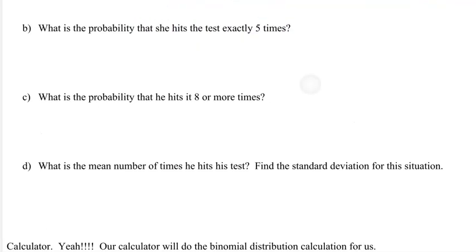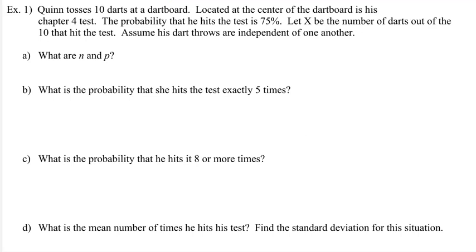So Quinn tosses 10 darts at a dartboard. Located at the center of the dartboard is his chapter 4 test. The probability that he hits the test is going to be 75%, and X is going to be the number of darts out of 10 that hit the test. So assume the dart throws are independent of each other. So this checks all of our boxes that this is a Bernoulli trials.